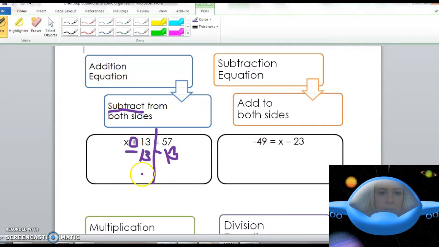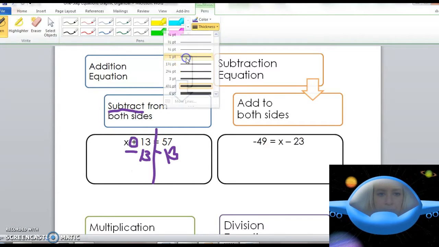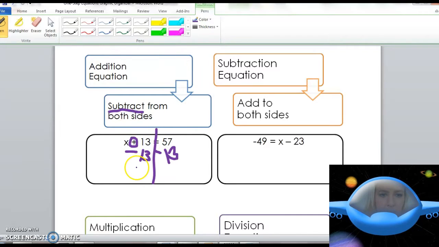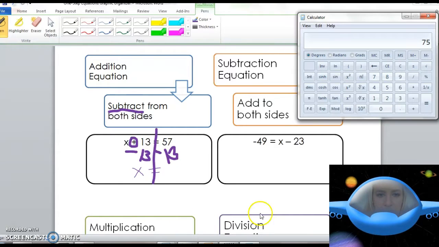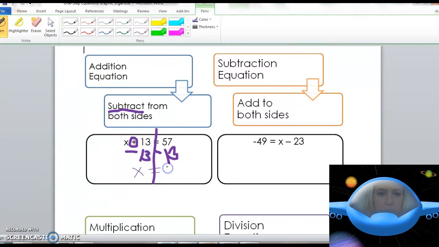57 minus 13. I'm going to bring x back down. X is equal to, let's use our calculator just to double check. X is equal to 44.